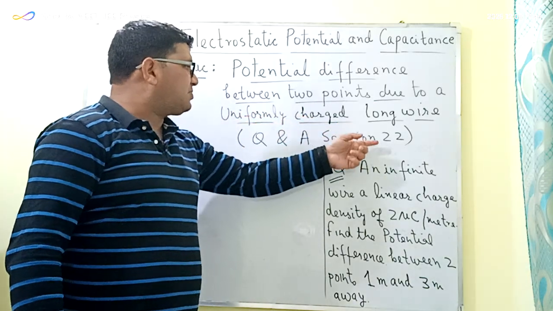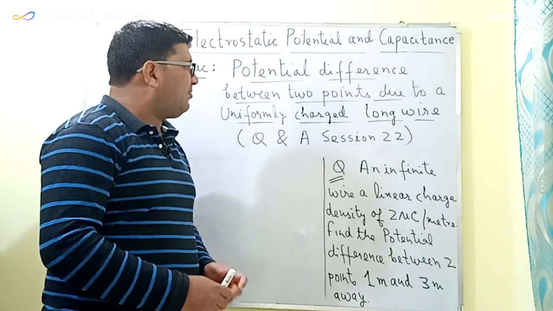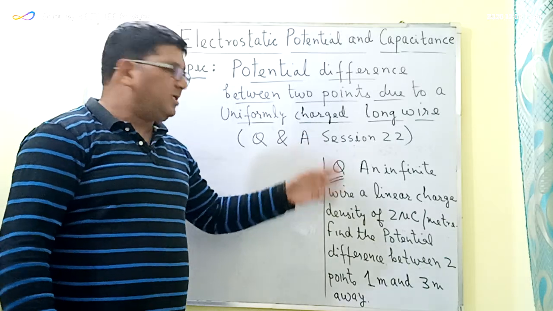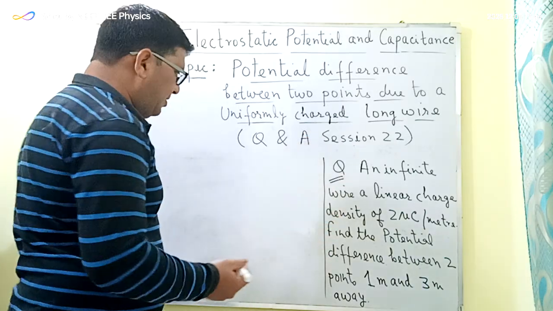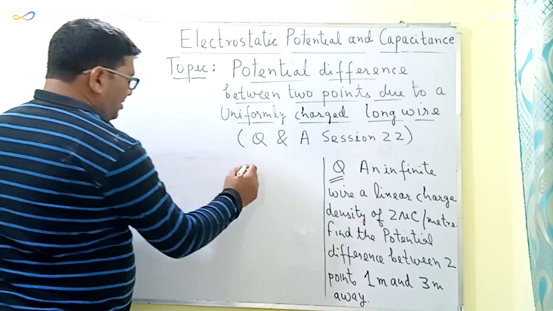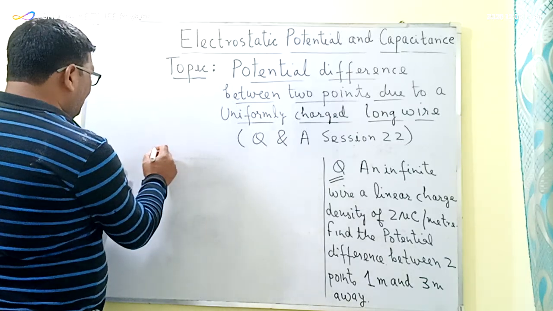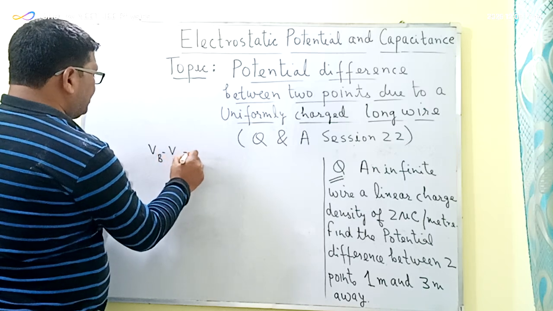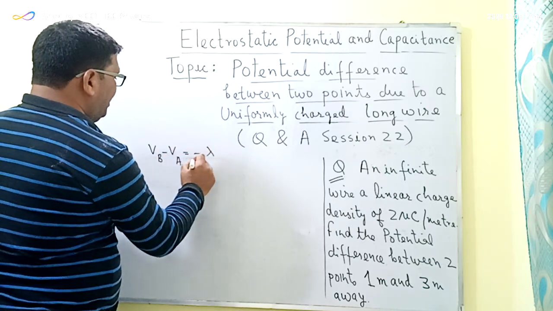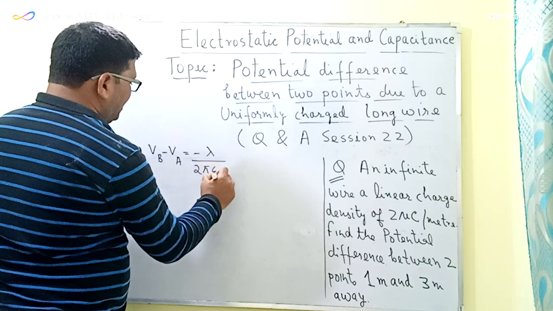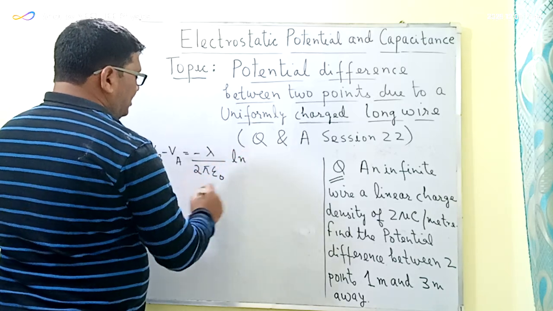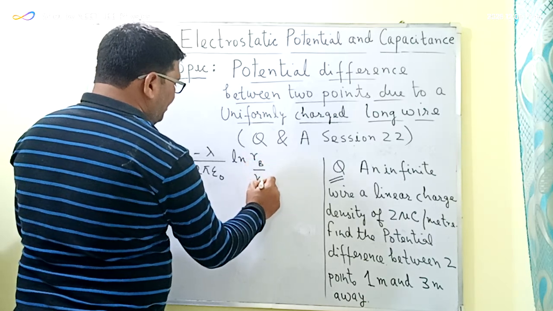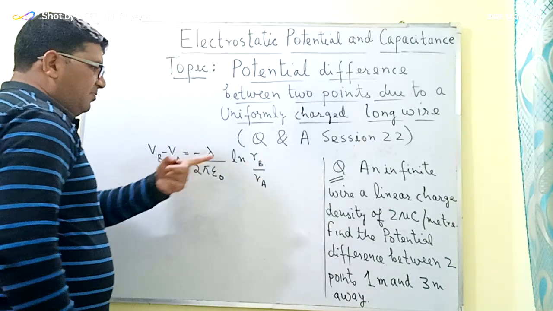So this session is based on session number 21, in which we have derived the equation for the potential difference between 2 points due to an infinitely long uniformly charged wire. And this formula was VB minus VA equals minus lambda divided by 2 pi epsilon naught natural logarithm of RB upon RA. So this was the formula which we had learned in the previous session.